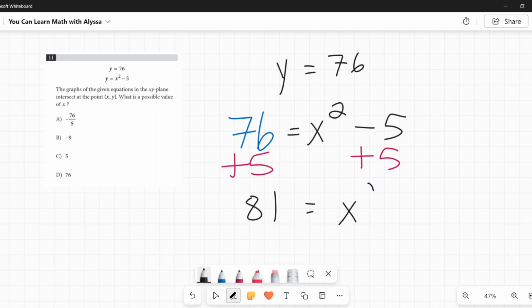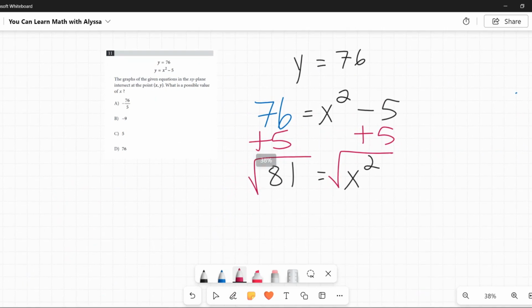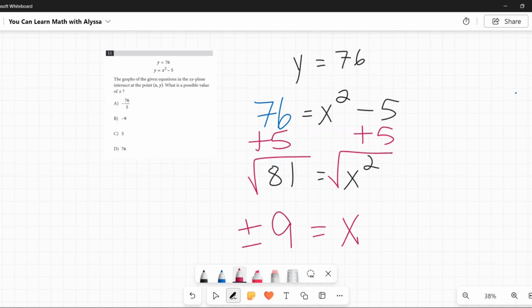81 equals x squared. To undo a square, you need to take the square root. So I'm going to take the square root of both sides. And what times itself equals 81? What's the square root of 81? That would be 9. But just remember, when you're taking a square root, you want it to be positive or -9, because both of those squared would be 81. So there's our x for those 2 points, positive or -9.